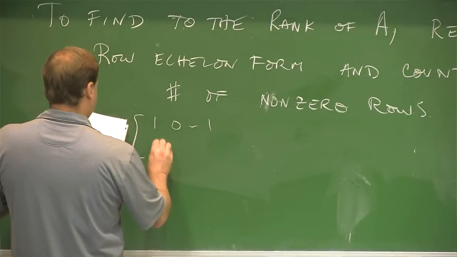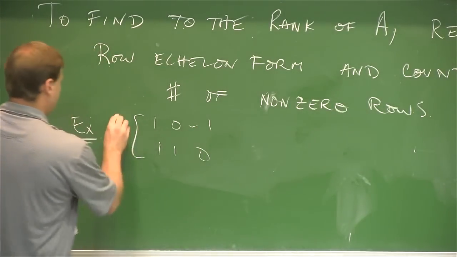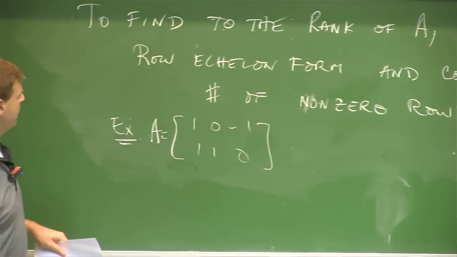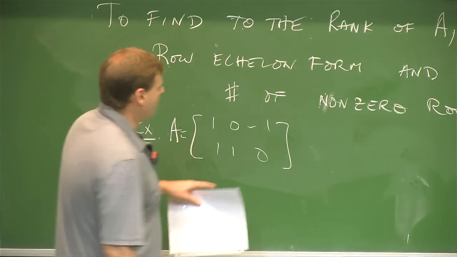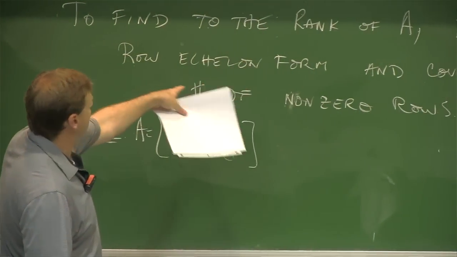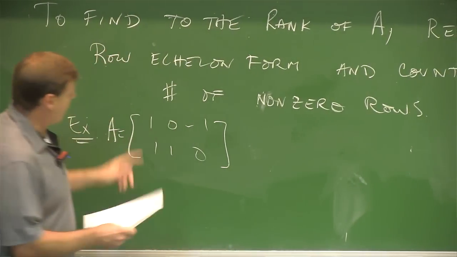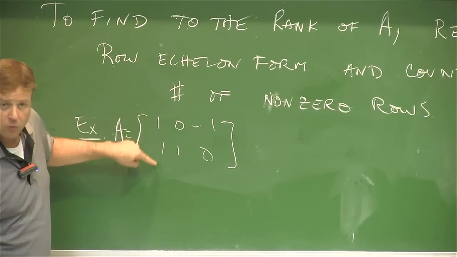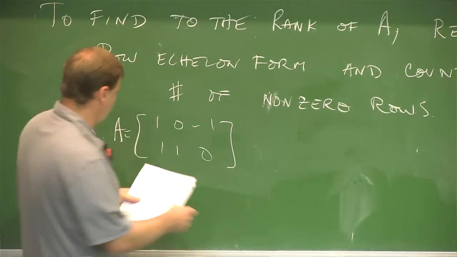1, 0, negative 1, 1, 1, 0. That's A. Okay, let's go find its rank. Well, what does it say to do? It says reduce A to row echelon form. Okay, so what does that mean? I need a leading one, and it's the leading one here. I need to have only zeros in its column, so let's get rid of that.